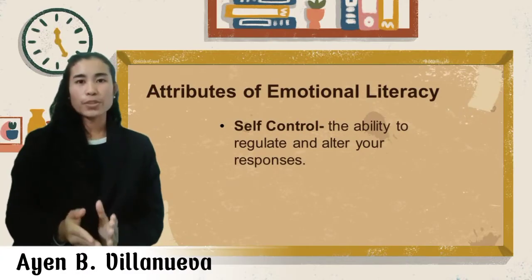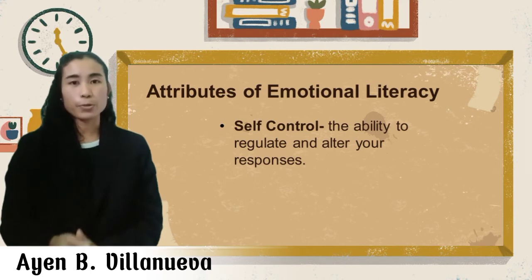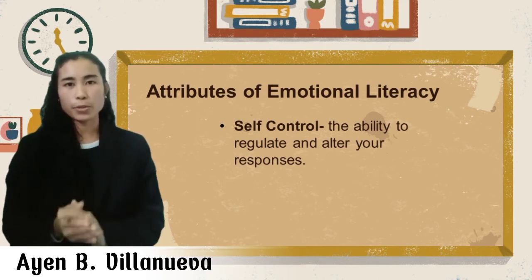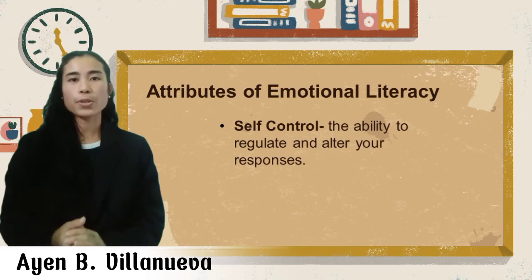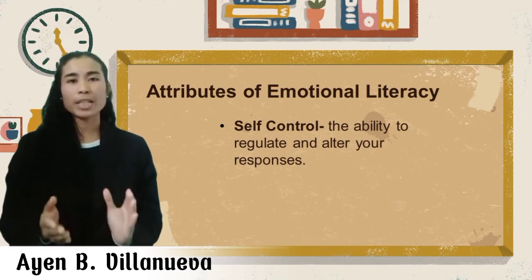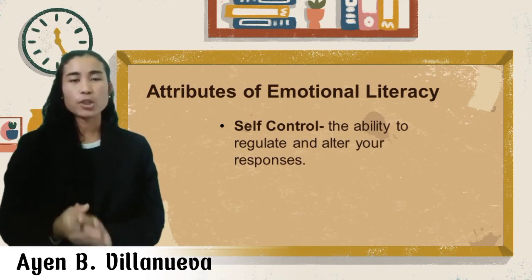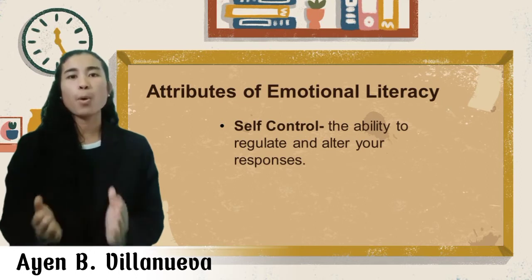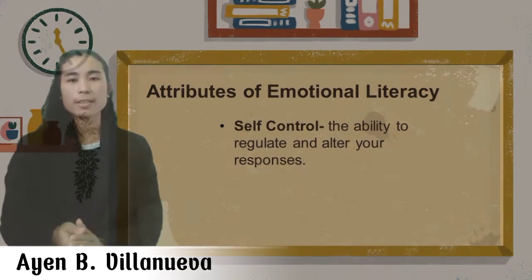The second attribute of emotional literacy is self-control. Self-control is the ability to control yourself, being able to control your temper, and it means that your patience is not that short and also you can deal with more complicated situations.